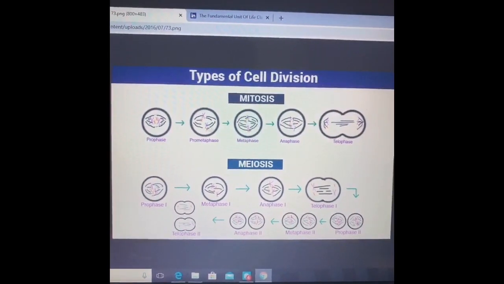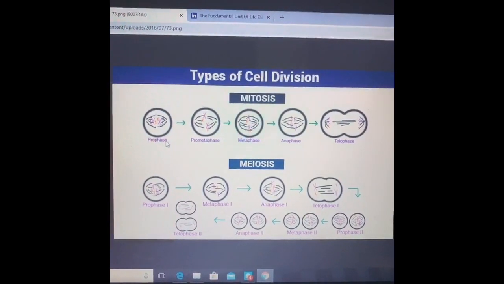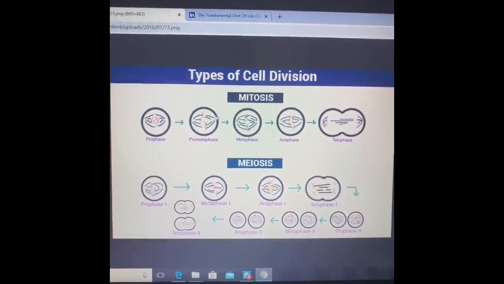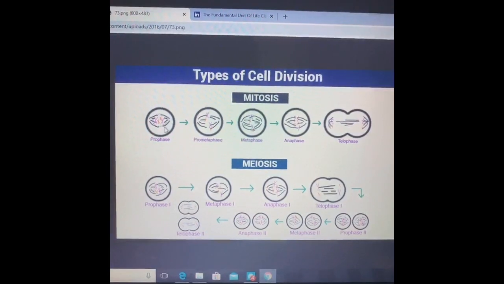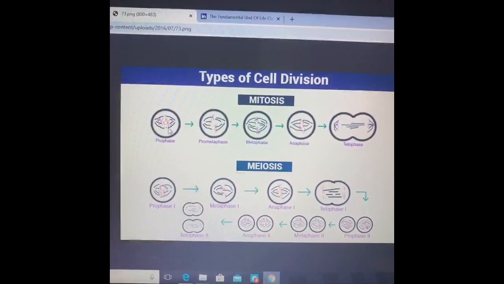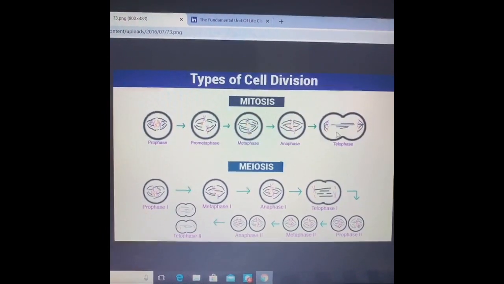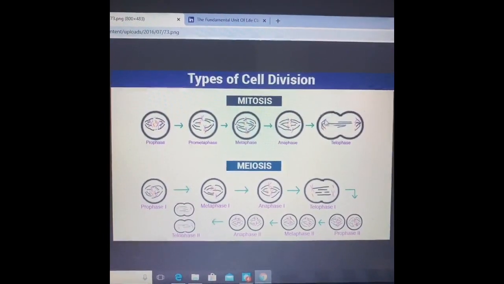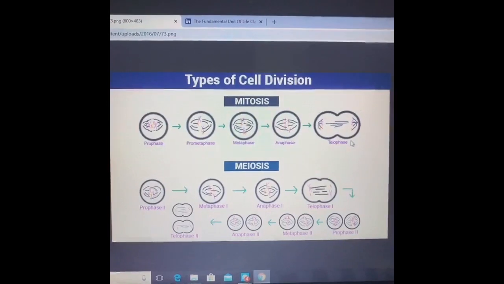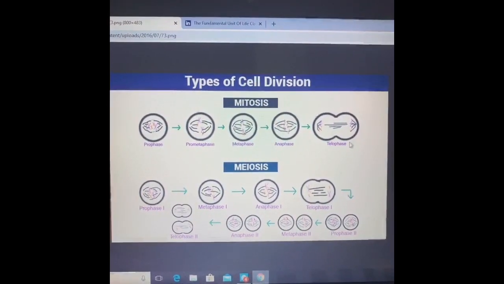If you pay attention over here, see, this is the mitotic division. The number of chromosomes here is 4. So the cell divides and gives rise to 2 cells. In each of them, the chromosome number remains the same, that is 4.